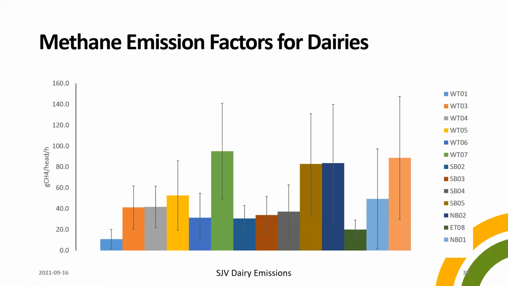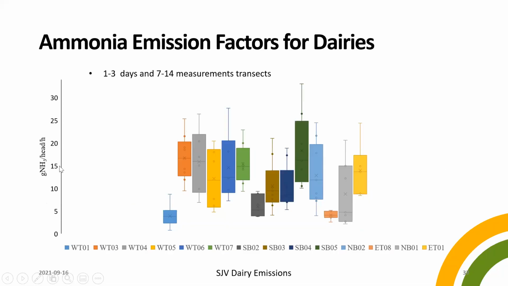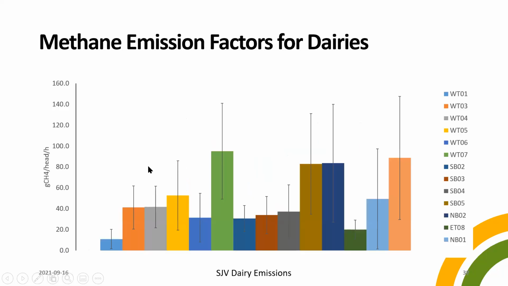Same thing for methane. It looks like this for the same CAFOs. So you can see that overall we had about 15 grams per head an hour for the ammonia, and about 40 for the methane for the same CAFOs.